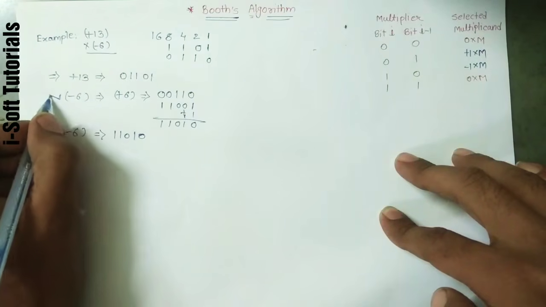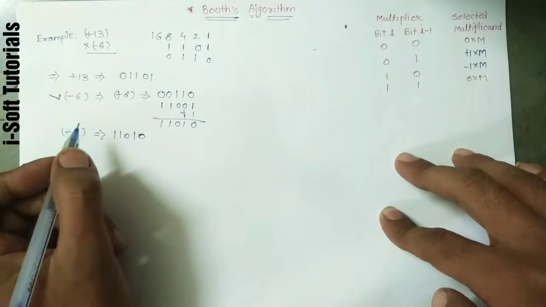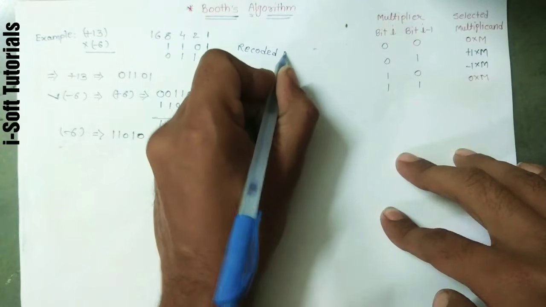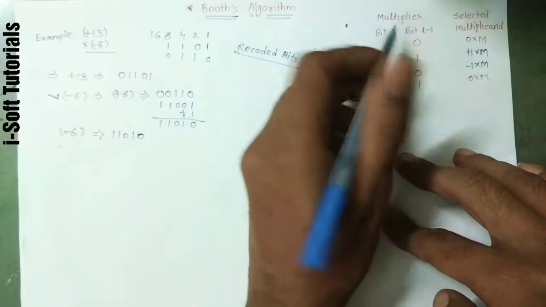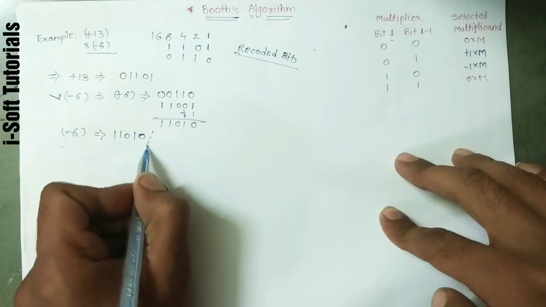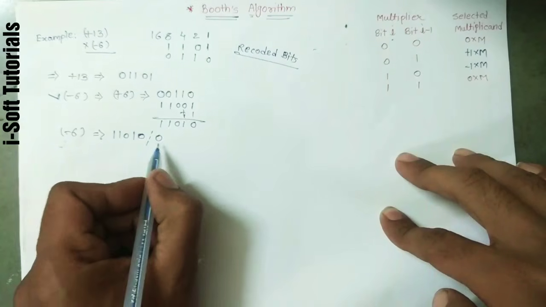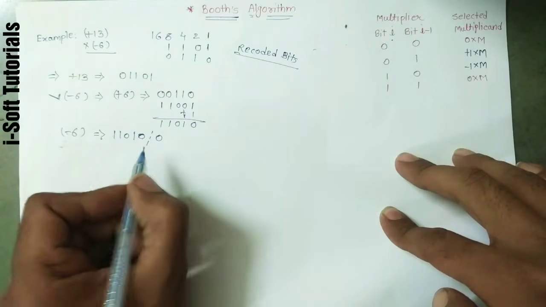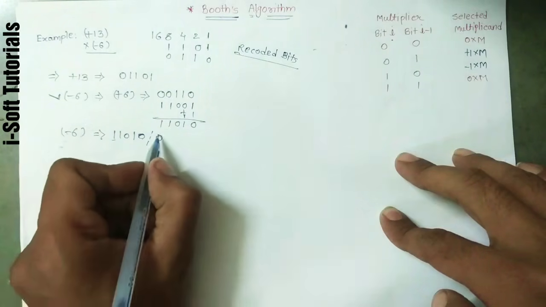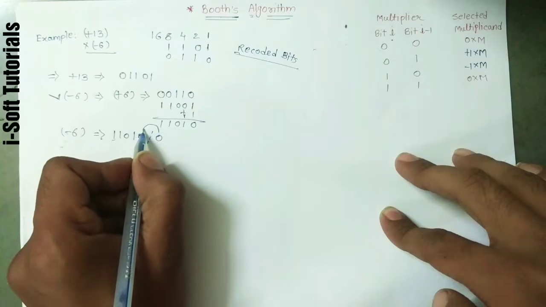This is our multiplier. For this multiplier, we can convert it into recoded bits. In Booth's algorithm, we convert our multiplier into recoded bits. So how to get recoded bits? By using this table. First, we have to add 0 at the LSB position. Why? Because we have to maintain pairs. If you don't add this, we will not get a pair for the last sign bit. So we will start scanning from the LSB position and move to the MSB position.